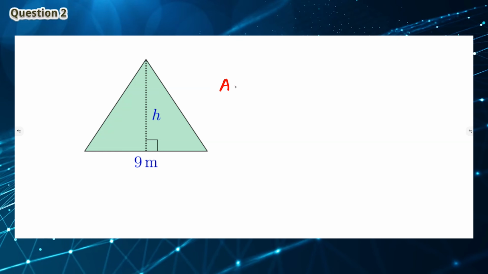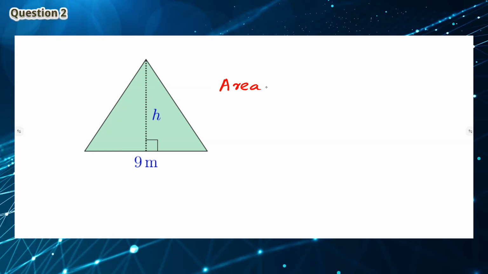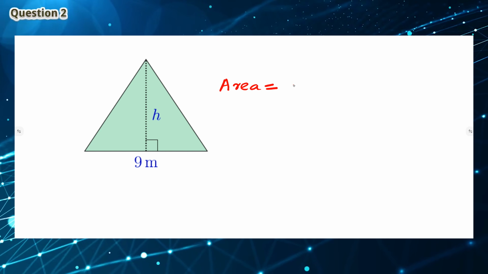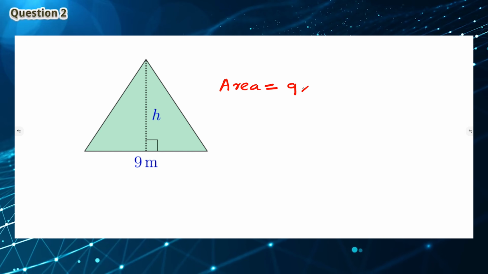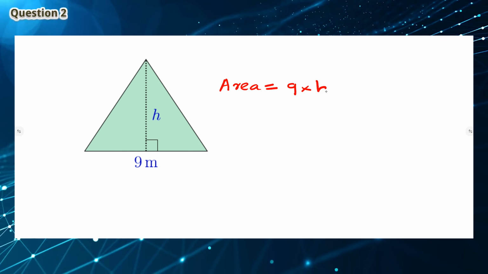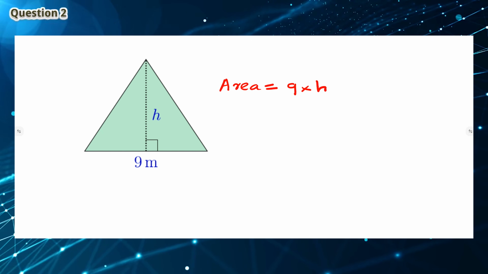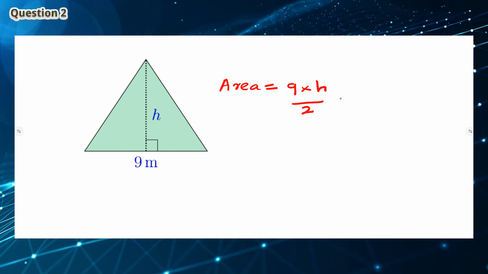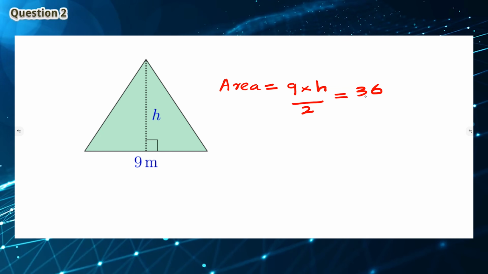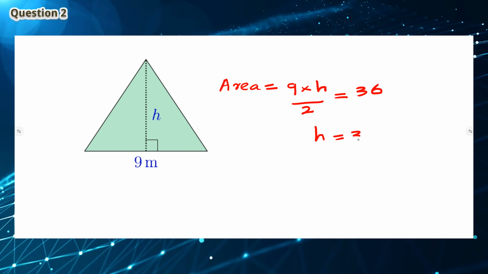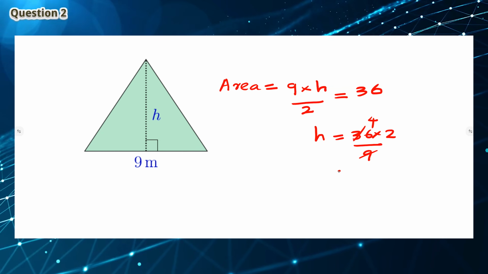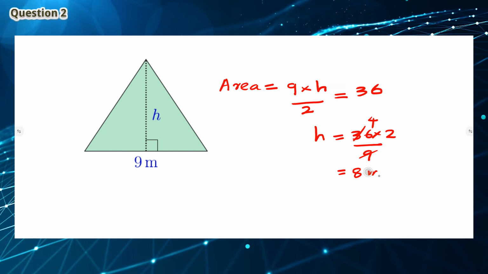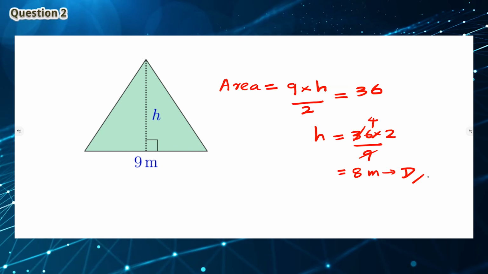The formula for the area of a triangle is half base times height. The base is 9 centimeters and the height is h. So we get an equation where 9 times h divided by 2 is equal to 36. We can solve this to find that h is equal to 8 meters. This means that the answer is D.